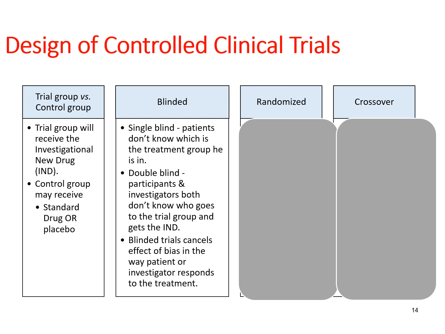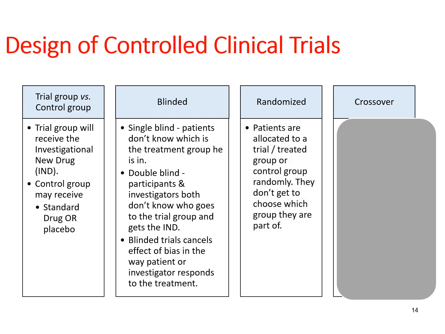Now let's look at blinded. As we saw earlier, single blind means that the patients don't know which treatment group they are in, but the investigators know which group they are in. Double blind means that both the participants and the investigators don't know who is in the trial group or who is getting the IND. Blinding is very important because it helps to cancel the effect of bias in the way that the patient and the investigator responds to the treatment.